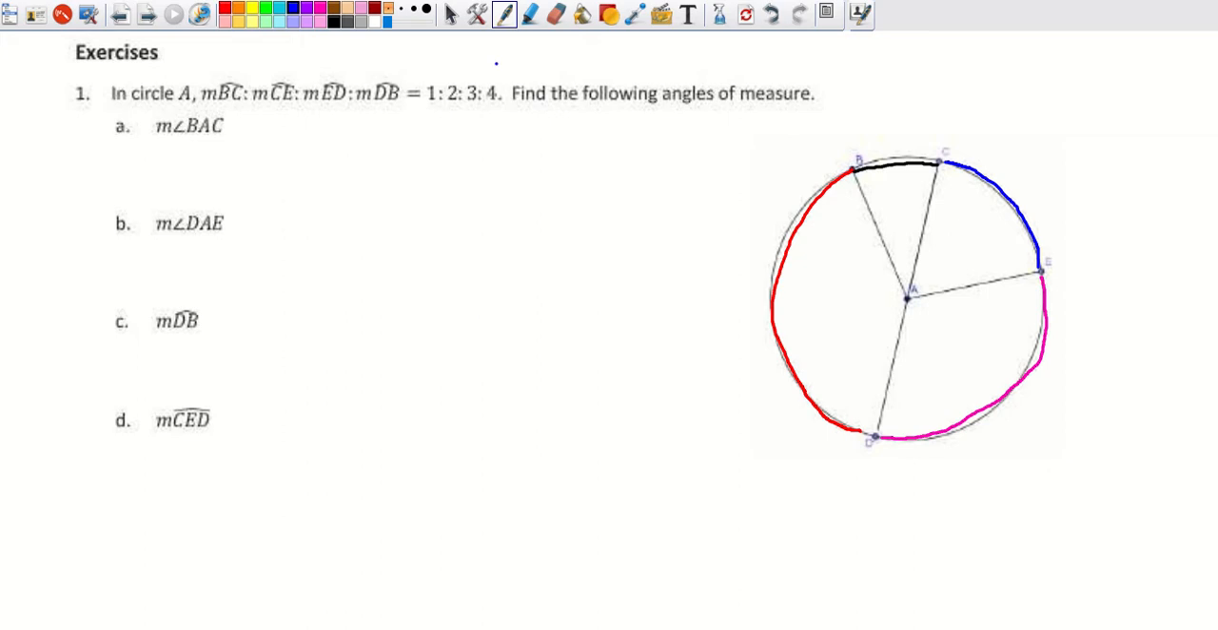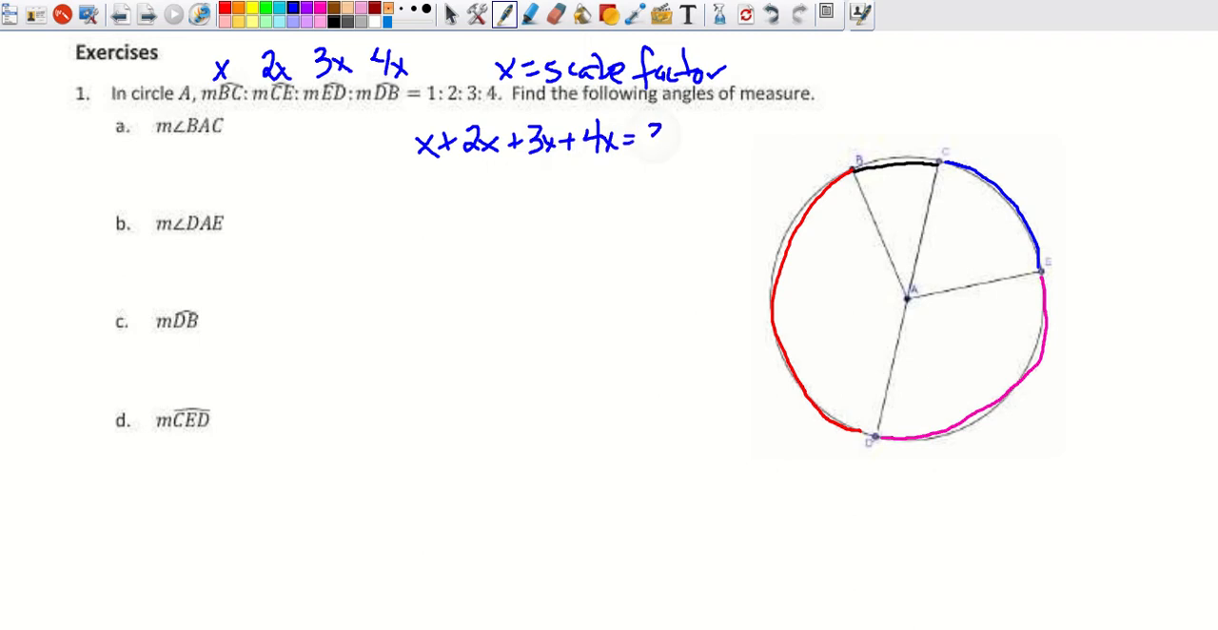So the way we do this question is we let x equal our scale factor. What number are we going to multiply these numbers 1, 2, 3, and 4 by so that we end up getting 360 degrees? So we know that arc BC has a measure of whatever x is. CE is twice as big, ED is 3 times as big, and DB is 4 times as big. So all of these arcs together, x plus 2x plus 3x plus 4x have to equal 360.